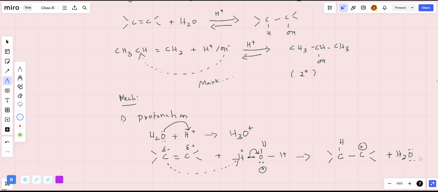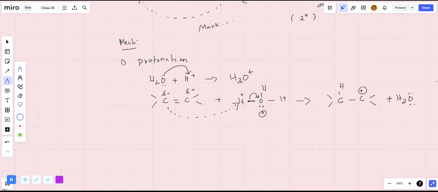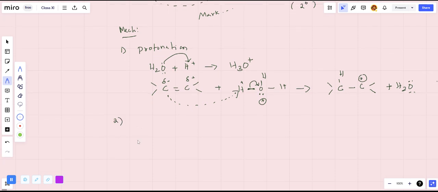First step understood? So this is the protonation of the alkene. Understood the first step? Okay, so no one is responding. The second step is a nucleophilic attack. The first step is protonation, that means H plus is added to this carbon. The second one is a nucleophilic attack.